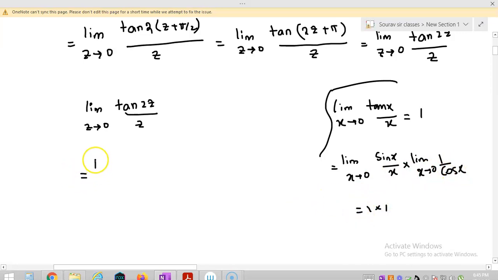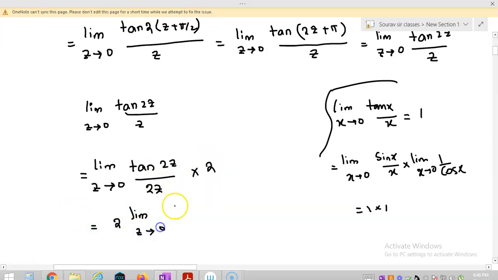So I can write limit z tends to 0 tan, you can see there is 2z. So I am writing 2z by 2z. Okay, so I have taken a 2 in the denominator, that's why I am multiplying the numerator with 2. So it will imply this limit is equal to, 2 is constant, so it is 2 into limit z tends to 0 tan 2z by 2z, this limit is equal to 1, so it will be 2 into 1. So the answer is 2. So this is our answer, right students?